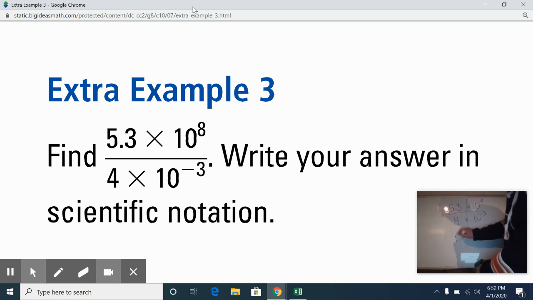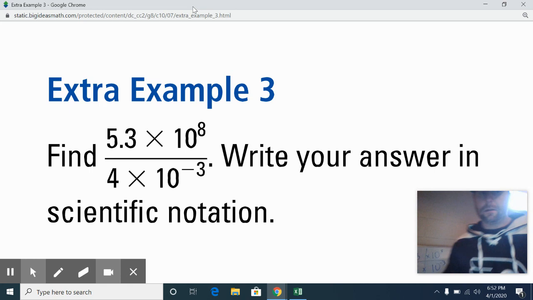So this one's nice because I already have the number in the right form, okay? Because 1.325, that's greater than 1 but less than 10, right? So what I'm doing here, this is a little tricky, right? What's 8 minus negative 3 really? 8 minus negative 3 is really 8 plus 3, right? That gives me 10 to the 11th power in this case. But again, this one was nice because my number was already greater than 1 and less than 10, so I can be done right away. All right, so my answer here would be 1.325 times 10 to the 11th power. Okay? All right.